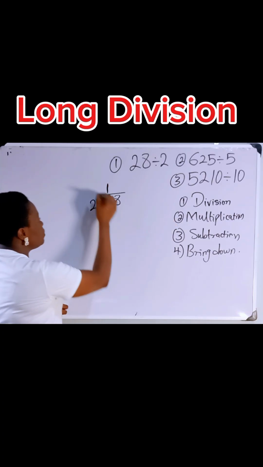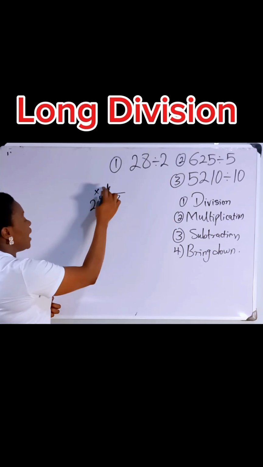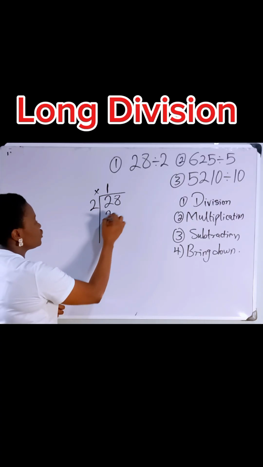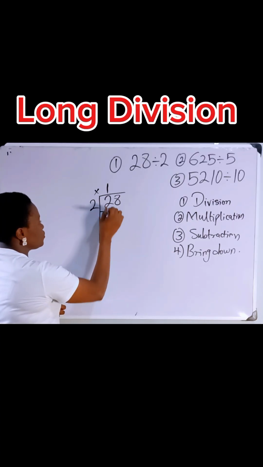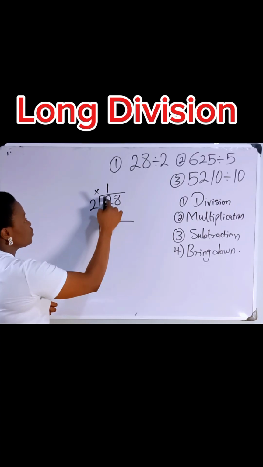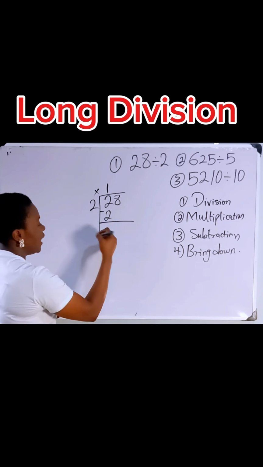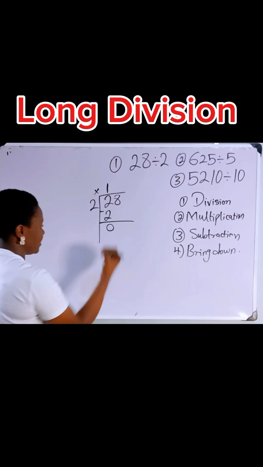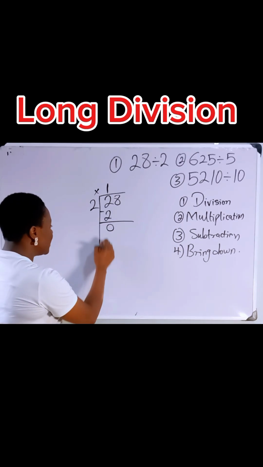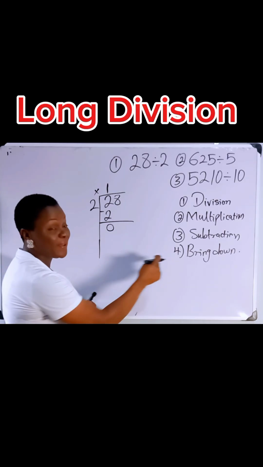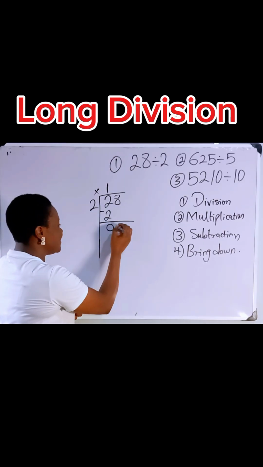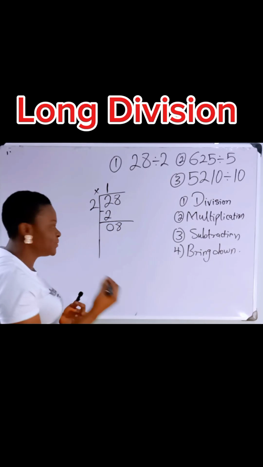Now, the second step is multiplication. So 1 times 2 will give us 2. The third step is subtraction. We'll subtract, so 2 minus 2 will give us 0. Just write that 0, or you can leave it. Now from here, the next step is bring down. So bring down the next digit, which is 8. I hope this is clear.